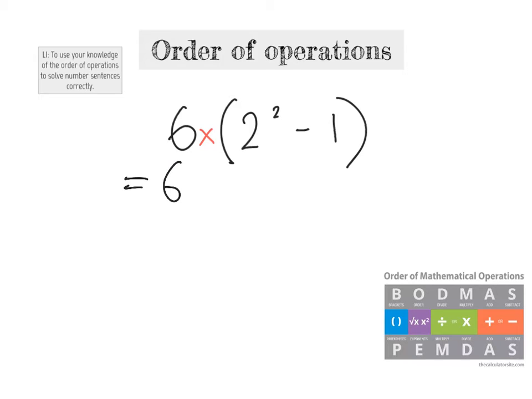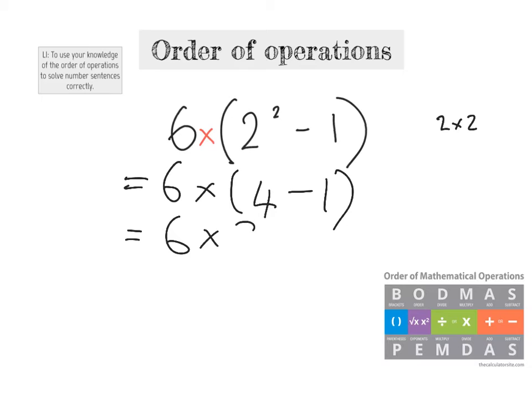So the 6 multiply stays in the same spot, or you could just have it without the multiply, it's up to you. And then we do the exponent inside the brackets first. So we know that 2 times 2, that's what 2 squared looks like, equals 4. Now we can work out what's in the brackets. So 4 take 1 is 3, and then now we work out multiplication. 6 times 3 is 18.